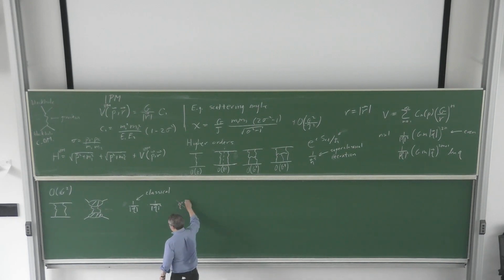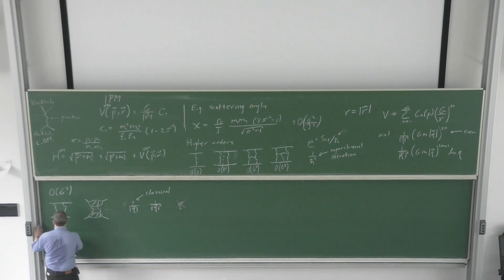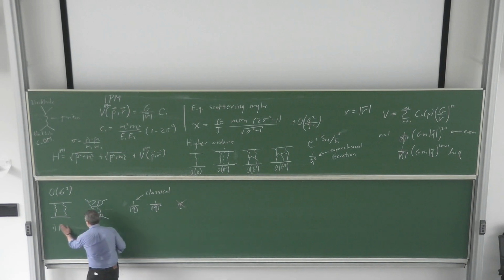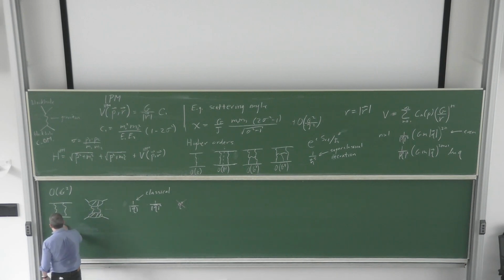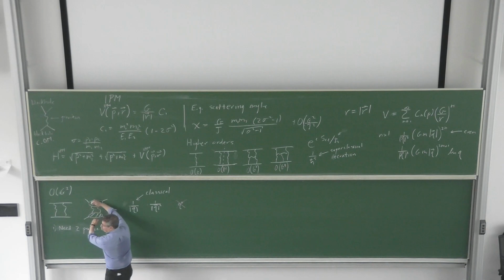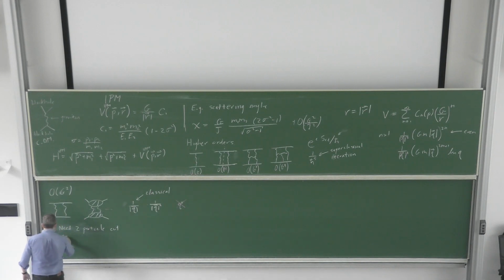So we have some rules. Rule number 1, place gravitons on shell, or I need a 2-particle cut. Let me just phrase it like that. I need a 2-particle cut. And the 2-particle cut separates the 2 blobs so that the matter lines don't touch. The other thing I can do, I can series expand in q.